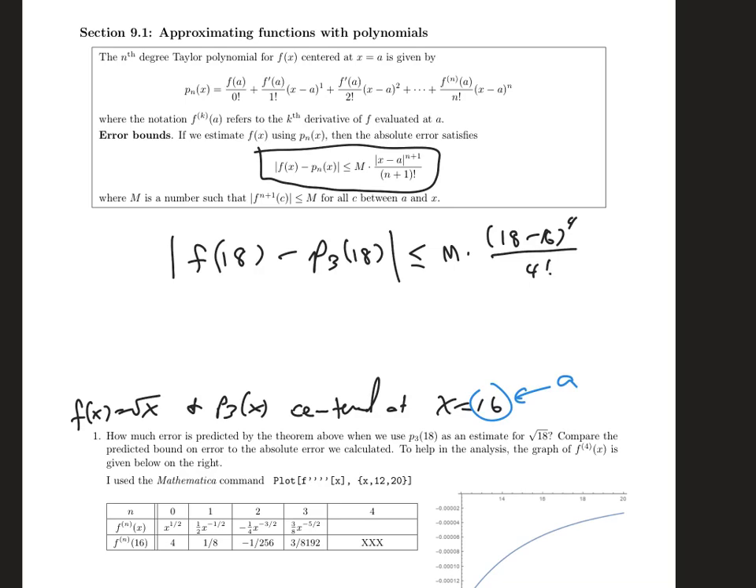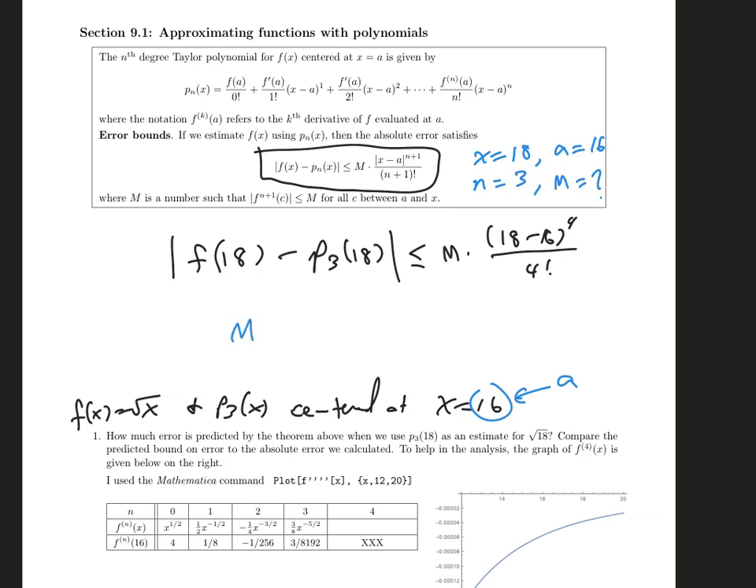So just make sure you understand where all these variable assignments are coming from. X is where we're evaluating everything, so that's 18. A is the center of the approximation, that's 16. N is the degree of the polynomial we're using to do our approximation, that's 3. And the m here is the only thing that we have to figure out. We did that by drawing a picture of the next derivative, so the fourth derivative. We used up to the third derivative to build P3, and so the fourth derivative would be the next one.